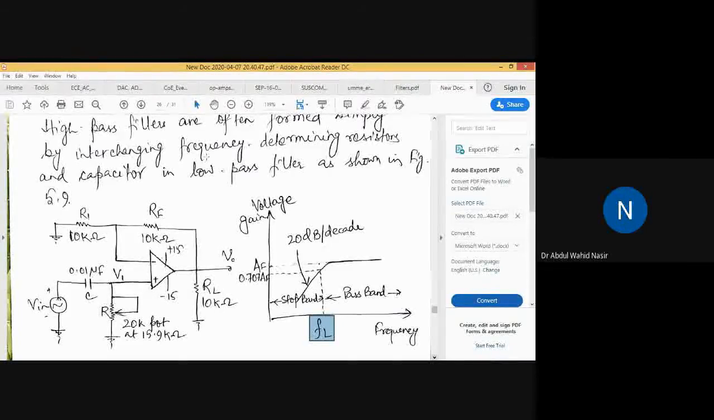What is the meaning of frequency determining resistors? The cutoff frequency of the filter is determined by the resistors and capacitors. That's why they are called frequency determining resistors.